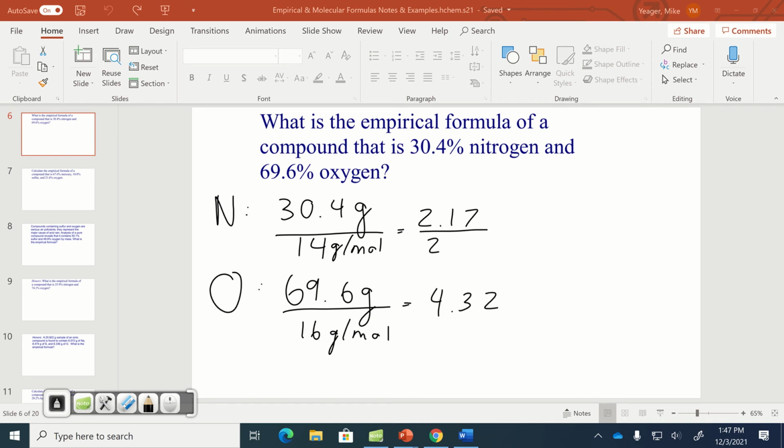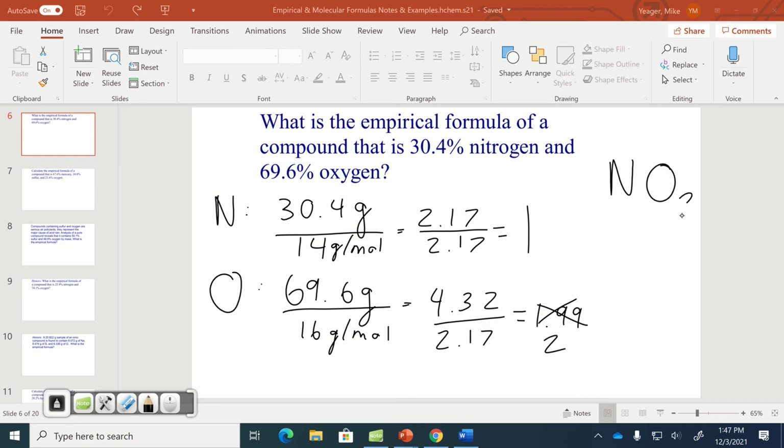What I then do is I divide both elements by the smaller number, so 2.17. So nitrogen comes out to 1, and I'll get the number, 4.32 divided by 2.17. This comes out to 1.99. So what does that represent? That's 2. So what do I then do? My empirical formula is NO2. I'm not saying that's my molecular formula. My empirical formula is NO2. And I'm done. That's it. So divide by molar mass, divide by the smallest number of moles, and then the whole numbers you get represent the subscripts of the elements.